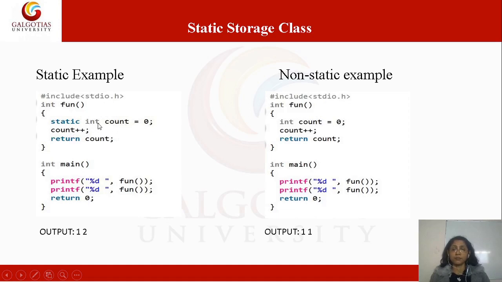Int is the type of the variable, and I have used the keyword static to make that particular variable static, which means that the variable takes static storage. I'm initializing it with 0, or by default 0, and then I'm incrementing the value, and then I'm returning the value. Accordingly, the return type is int.